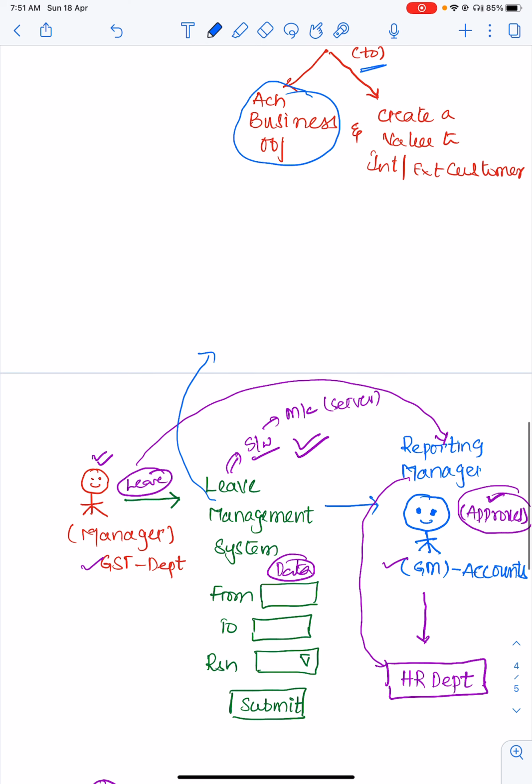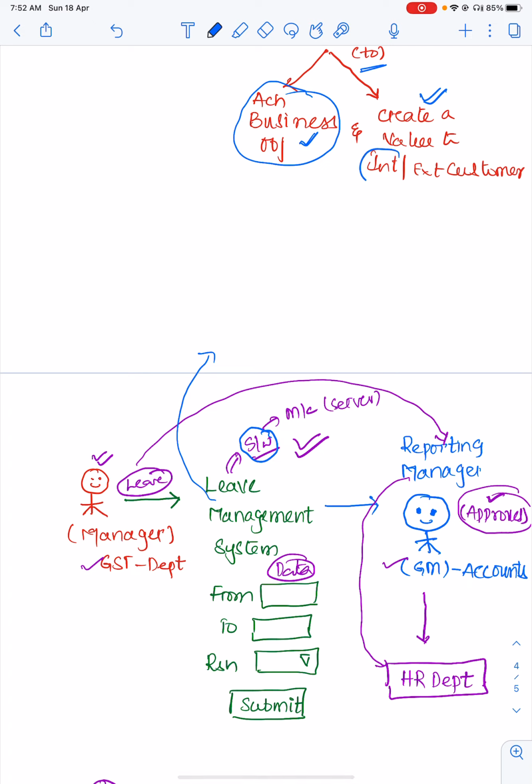So by using leave management system, which is nothing but a software, I achieved the business objective. What is my business objective? To automate the leave management system. Now does it create a value to the customer? Yes, definitely, because in a manual business process, he has to wait till the GM comes, and if he is in a meeting, outside or at lunch, he has to wait for him. The same with the HR department. But if I use a system, there will not be any waiting period. So I'm creating a value to the internal customer.